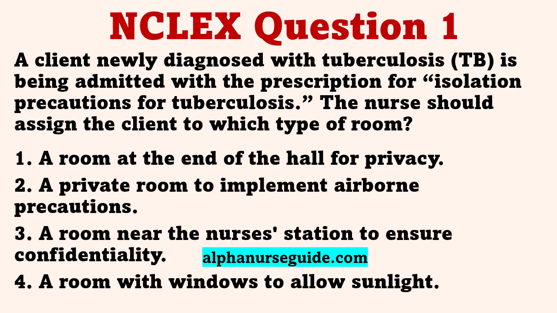The correct answer is 2. Implementing airborne precautions for possible TB requires a private room assignment. In addition to isolating the client by using a private room, engineering controls can help prevent the spread of TB. A room at the end of the hall will not aid in controlling airflow direction or prevent contamination of air in adjacent areas. Confidentiality is provided for every client, regardless of the client's room location. Sunlight is not a component of isolation precautions.